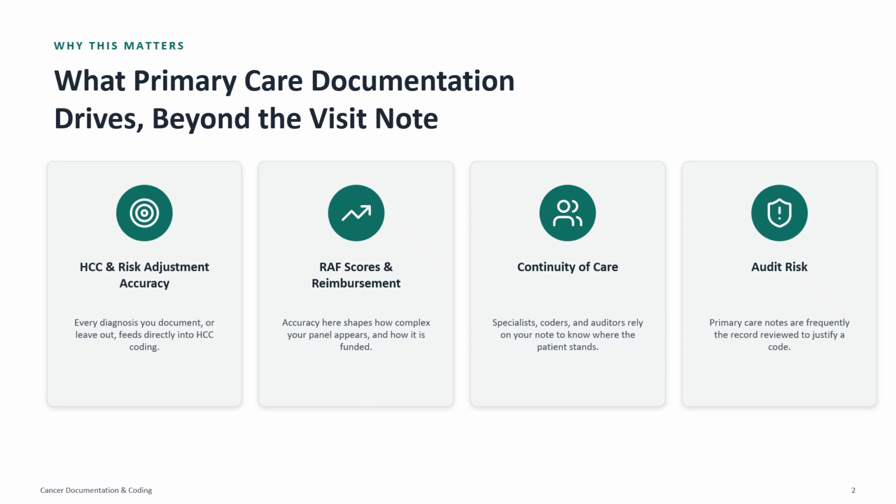In primary care, documentation drives more than the clinical record. It feeds risk adjustment through HCC coding and RAF scores, and that translates into reimbursement, but also into how complex your patient panel looks on paper. It also helps support the continuity of care, of course. Specialists, coders, and auditors are all reading your note to understand where the patient actually stands today. So here's the point I want you to walk away with. Primary care documentation is very often what gets reviewed. Even when oncology is managing the treatment, your note may be the one used to justify the code on the claim.